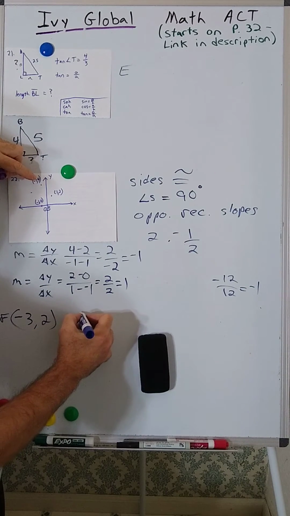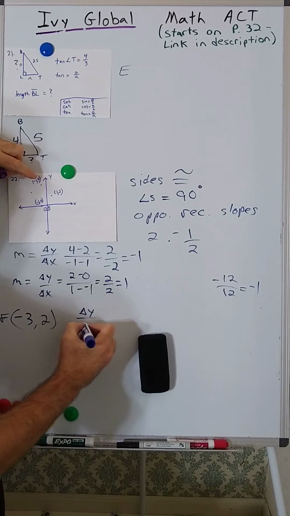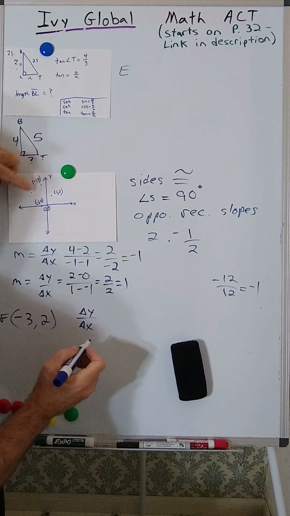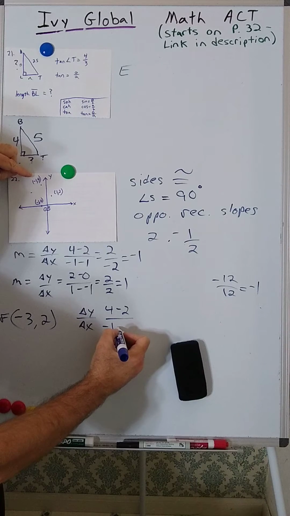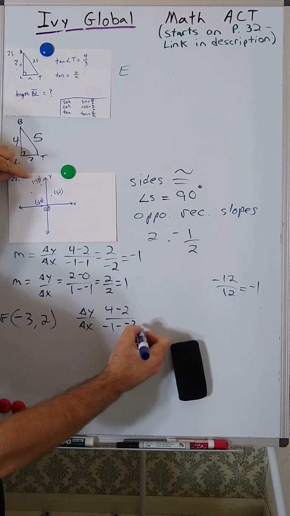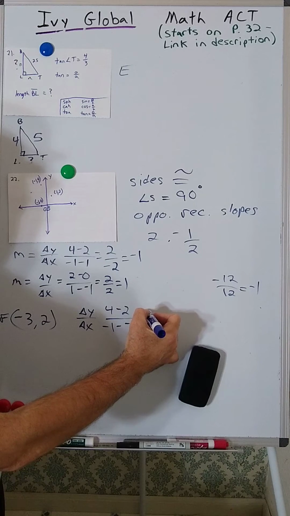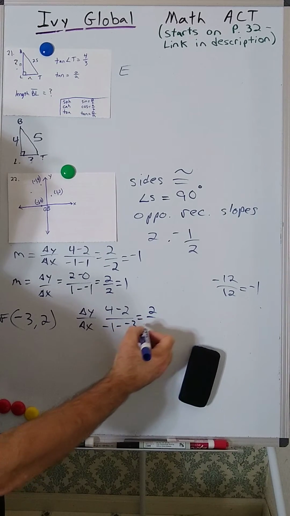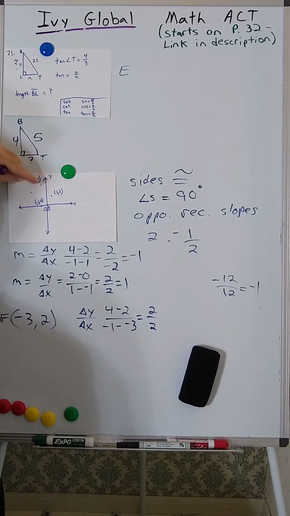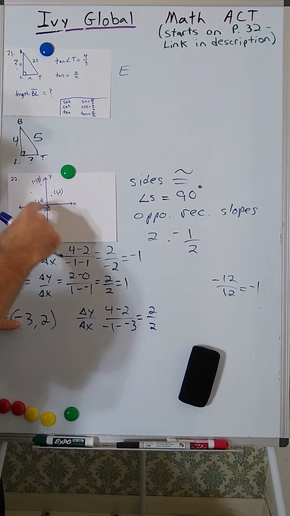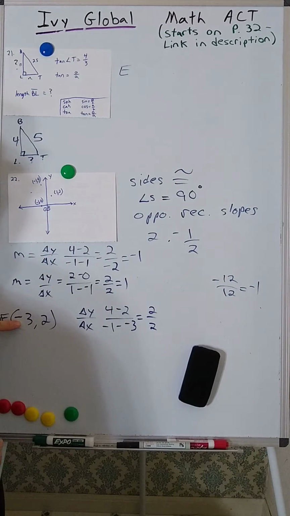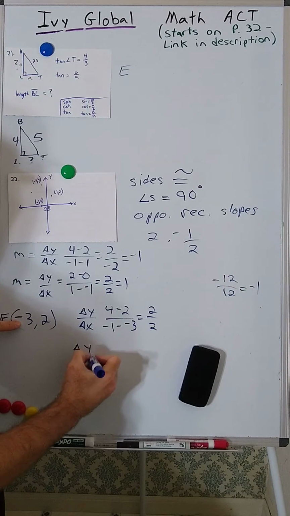So we'll have 4 minus 2 over negative 1 minus negative 3. And we get 2 over, that's 2. So this has a slope of 1, and this has a slope of 1. So that's looking good. We also want to see that the slope between this point and this point is negative 1. It must be parallel to this. So let's do that.